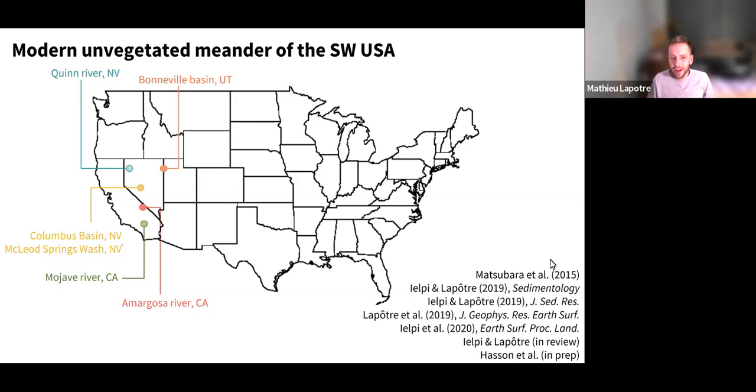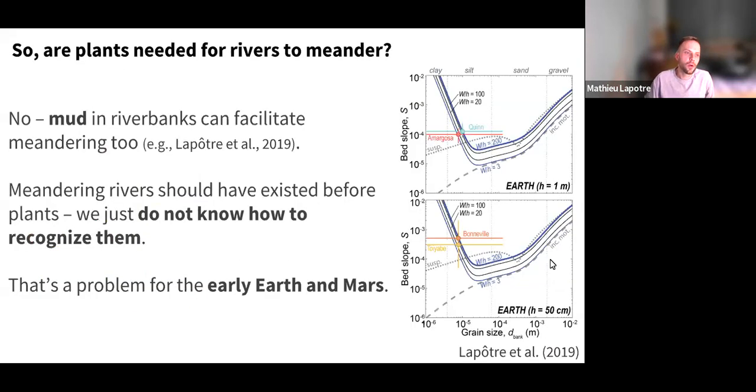So although I do not really have time to expand on this point because I have a lot of other cool stuff to discuss, we developed a conceptual physics-based model for the formation of single-thread rivers in unvegetated but mud-rich substrates, and showed that single-thread rivers may indeed readily form in unvegetated landscapes, which is consistent with field observations at all of these locations. So, are plants needed for rivers to meander?